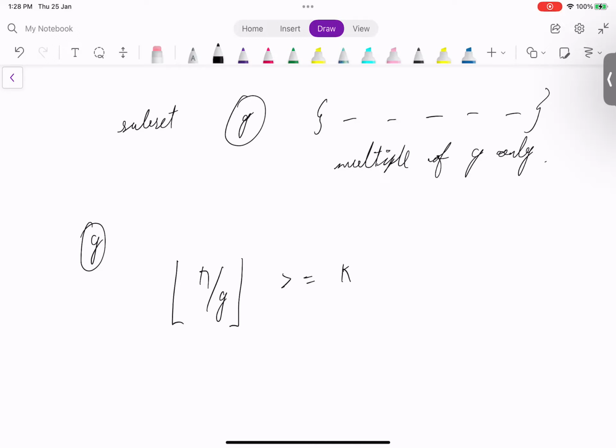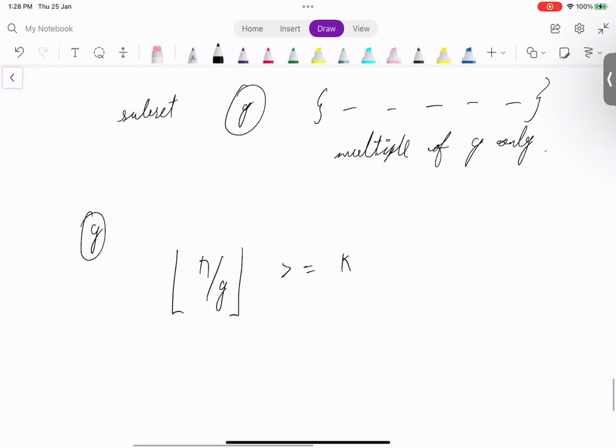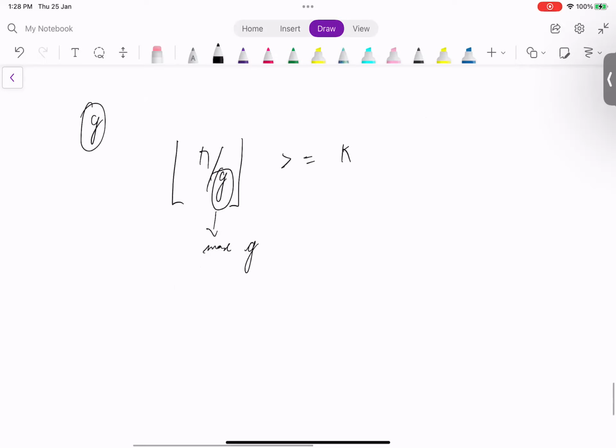Only then can we say that we can form a K-sized subset from the numbers 1 to N. So now our aim is to calculate the maximum G which satisfies this inequality. For that, one way is to iterate a loop.